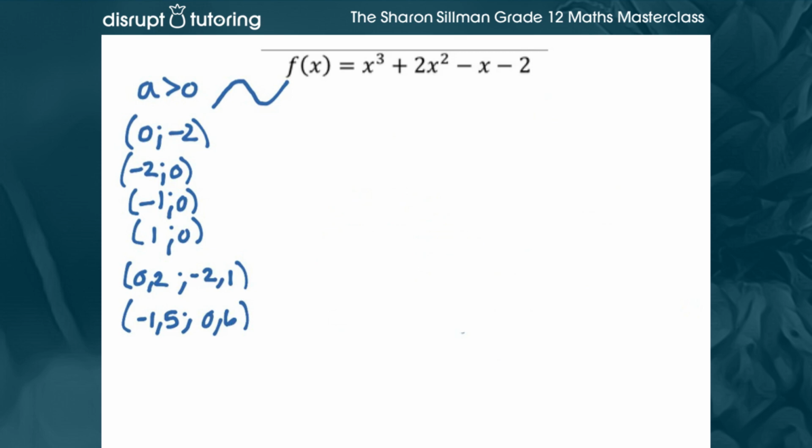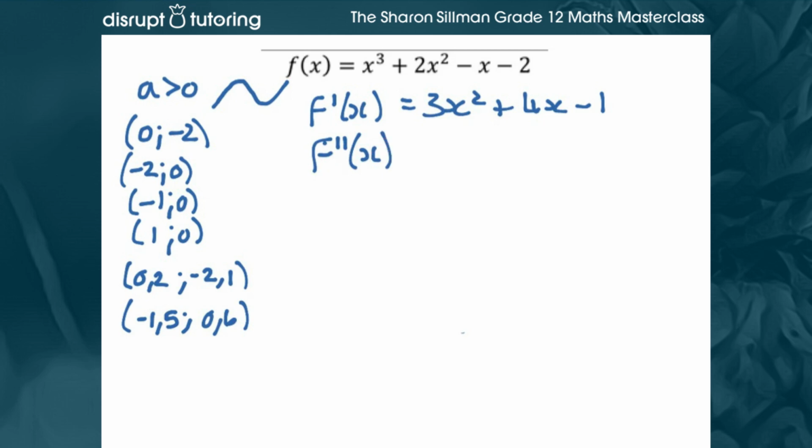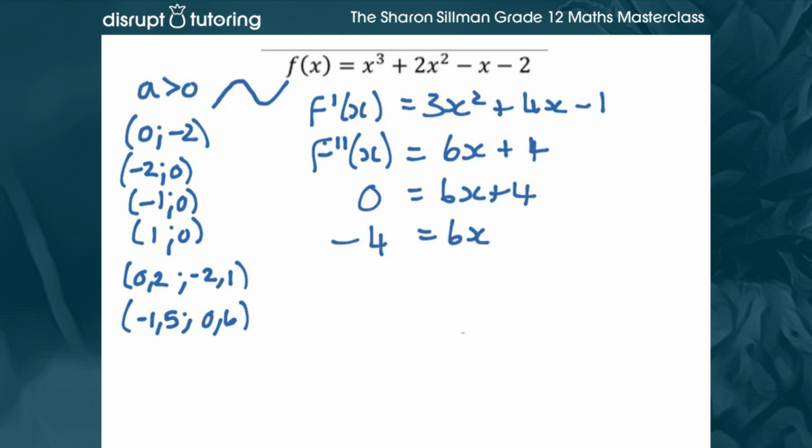Finally, let me just write the derivative here again. I shouldn't have erased it. Finally, I'm now going to find the point of inflection. So I find the second derivative, or the double derivative. So 2 times 3 is 6, and with the x to the power of 1, and that will just be 4. Make it equal to 0. Solve for x. Subtract 4 from both sides. Divide both sides by 6. And simplify if possible.